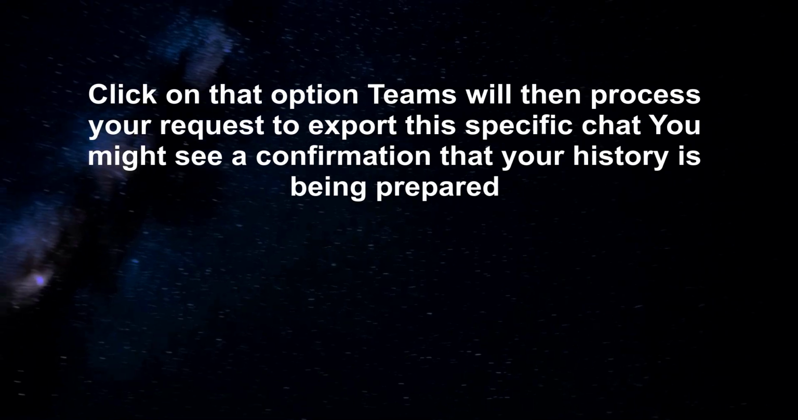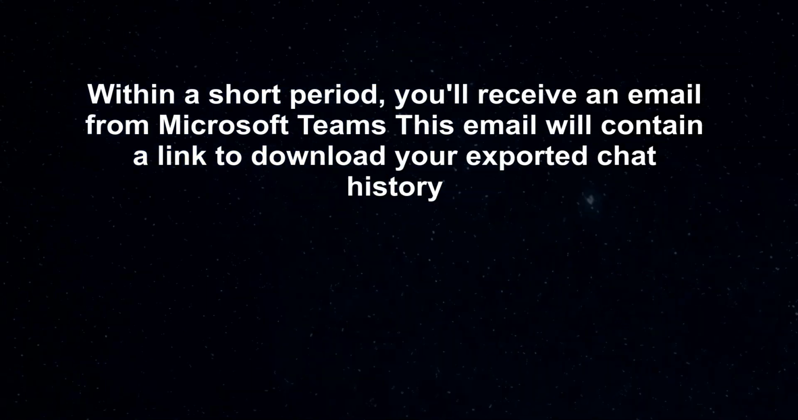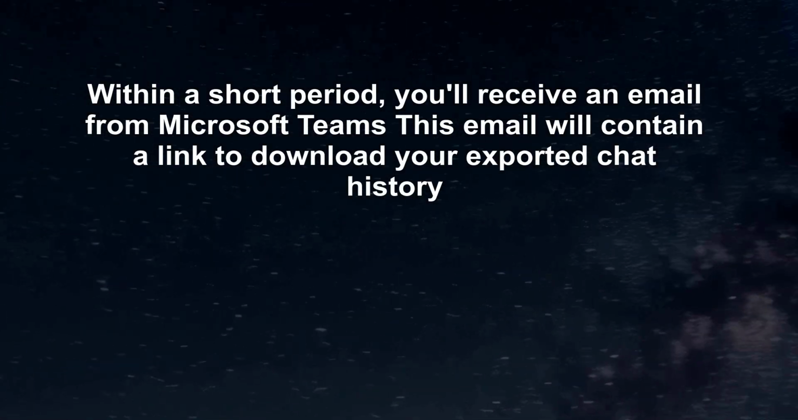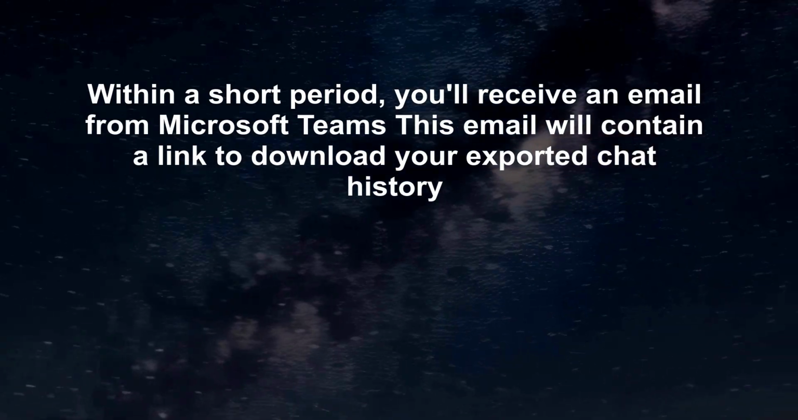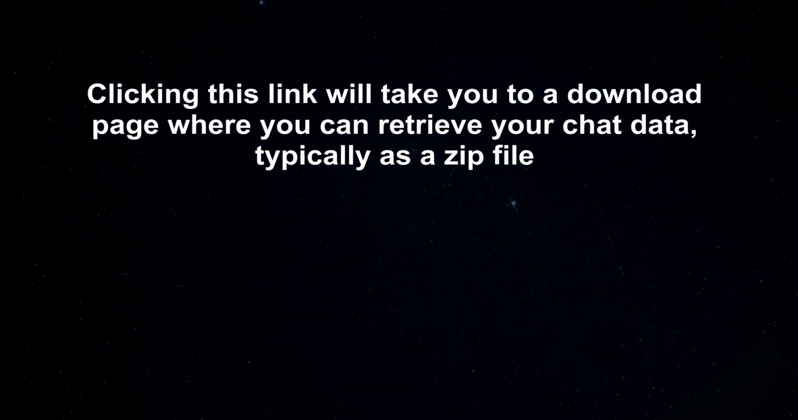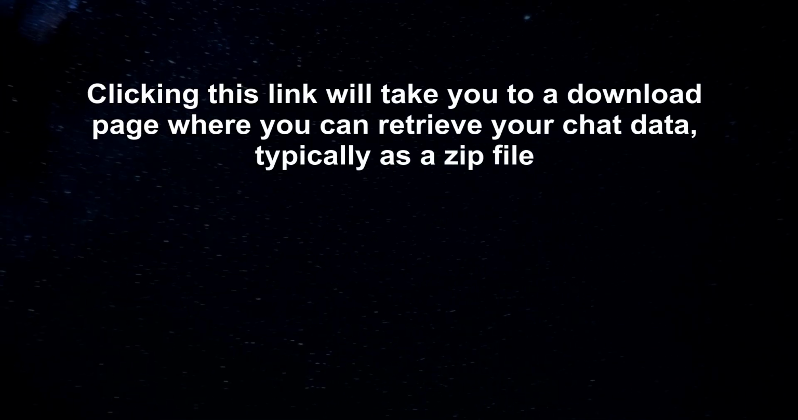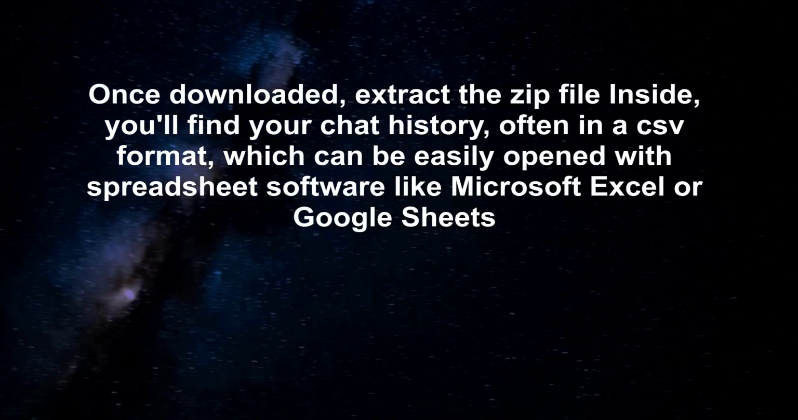You might see a confirmation that your history is being prepared. Within a short period, you'll receive an email from Microsoft Teams. This email will contain a link to download your exported chat history. Clicking this link will take you to a download page where you can retrieve your chat data, typically as a zip file. Once downloaded, extract the zip file.